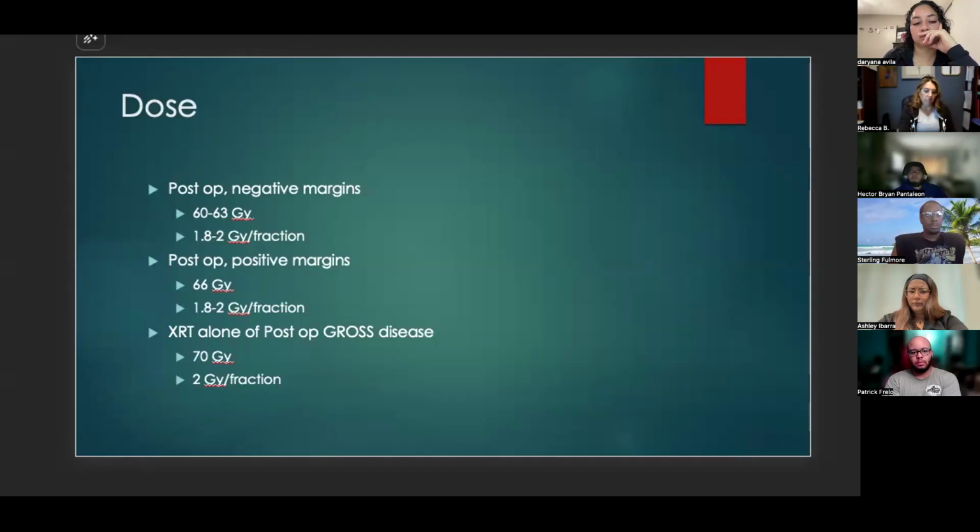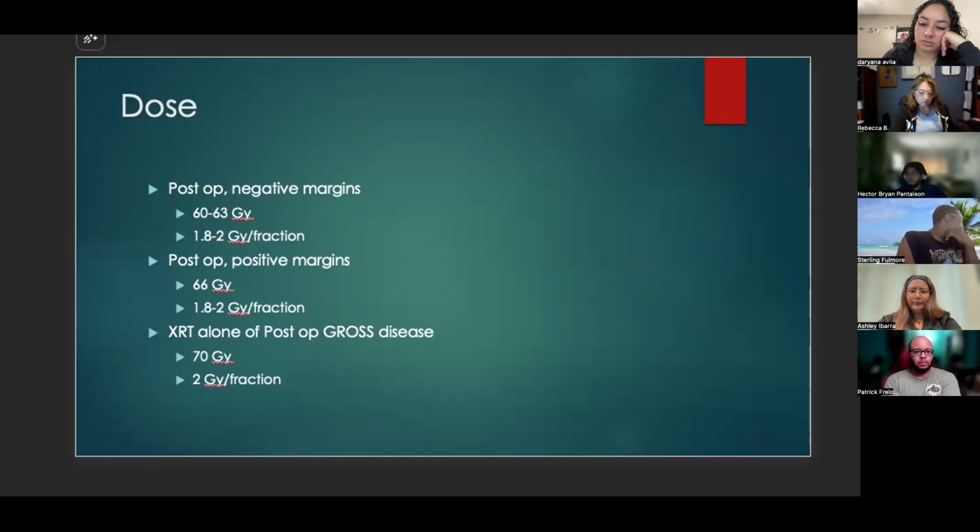I moved on to slide 11. So the dose for a parotid, it's post-op, negative margins, no margins. Again, most head and necks get treated pretty heavy. They're pretty high dosed. So 60 to 63 gray, 1.8 to 2 gray a fraction.